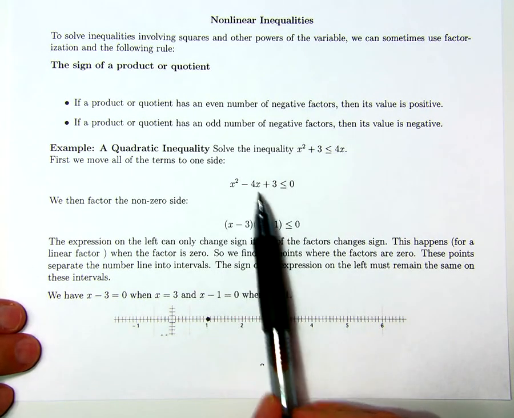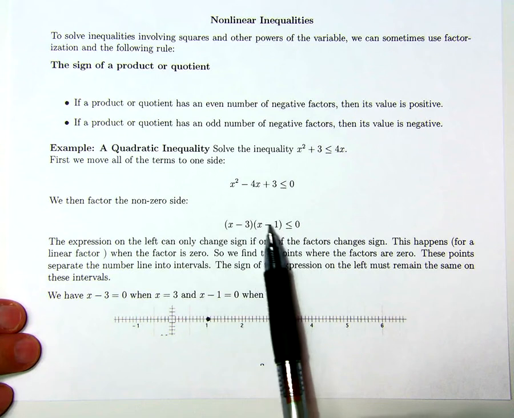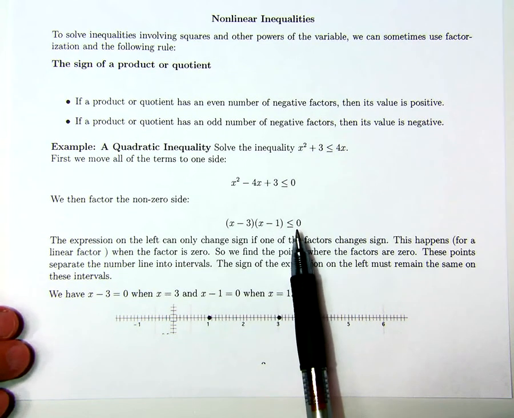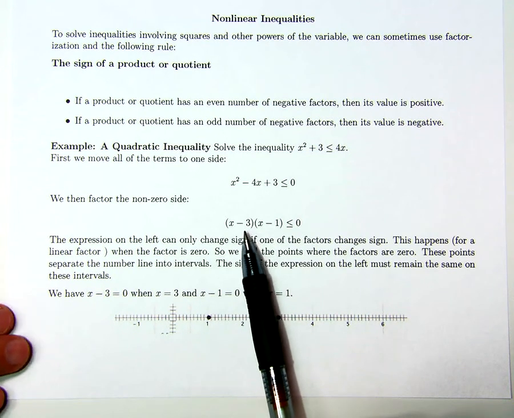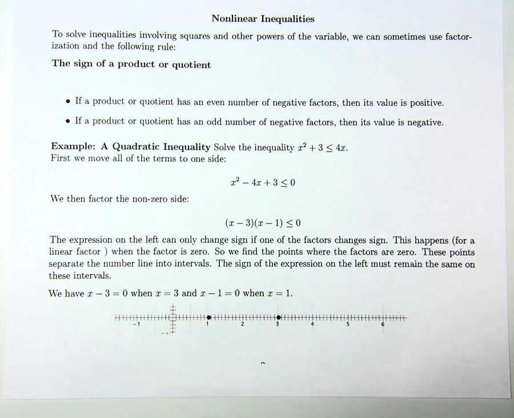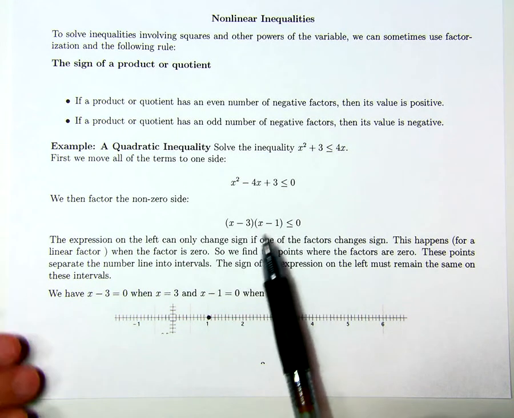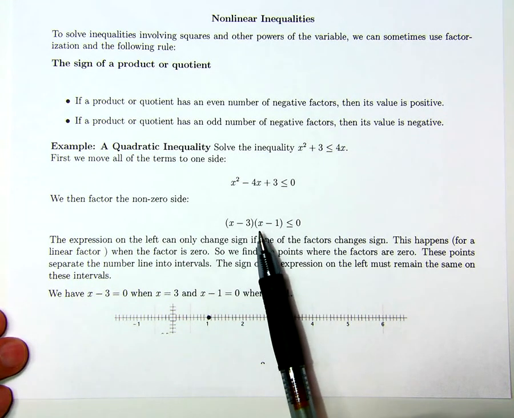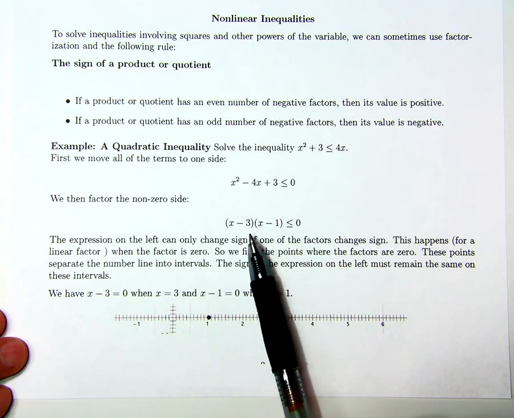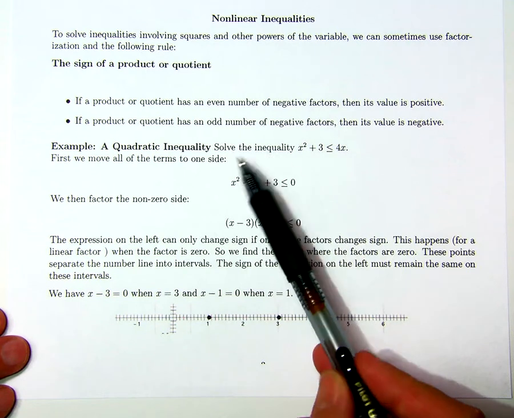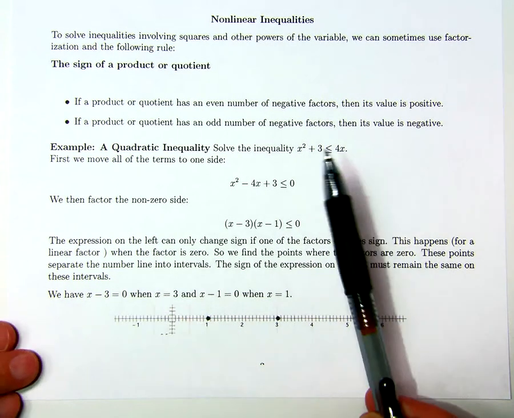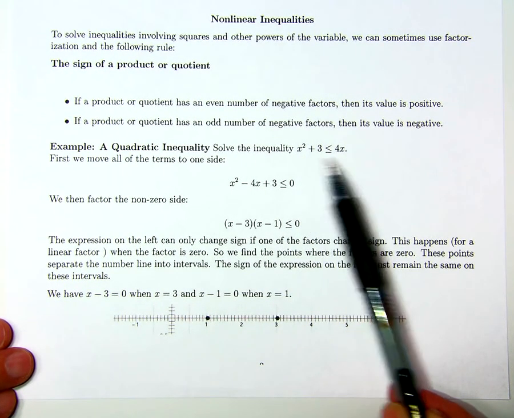So to use that, we actually factor the left-hand side, and then we have reduced our inequality to deciding whether the product of these factors is positive or negative. So it's enough to know the sign of these factors to figure out where they're positive and where they're negative. Okay, let's see how it works with this quadratic inequality.